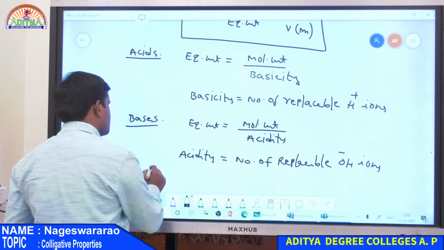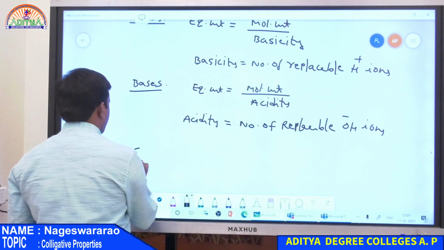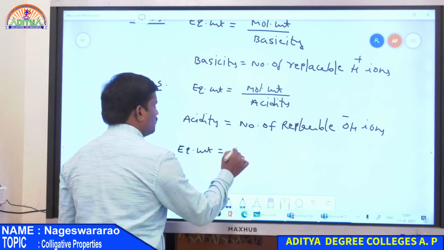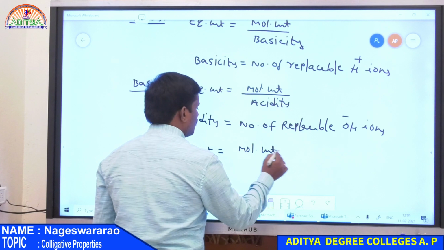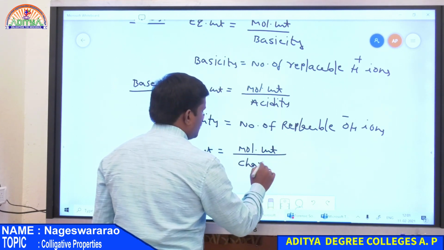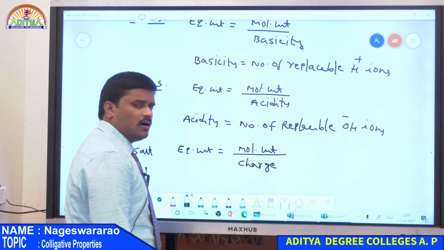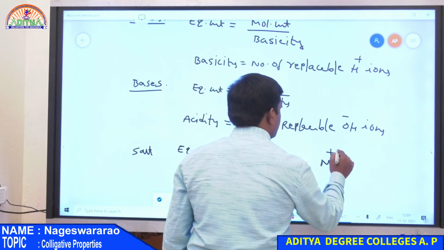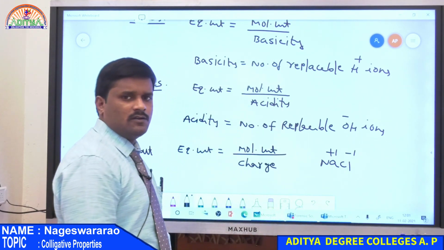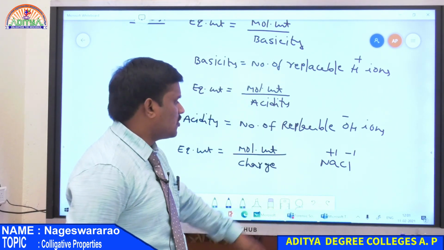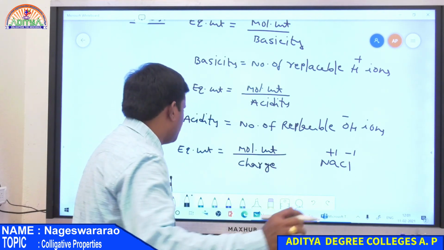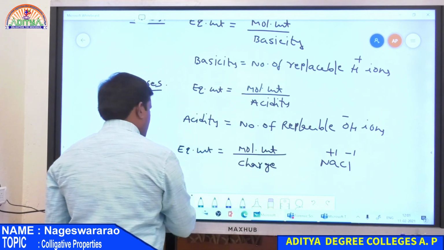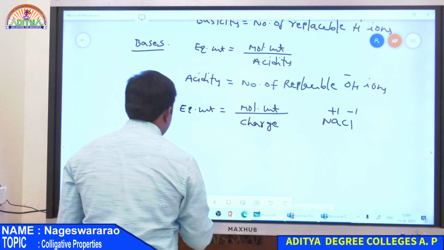Now the third case, if it is a salt, then what is the equivalent weight? Equivalent weight is equal to molecular weight divided by charge, the charge on the ion, either anion or cation. If it is NaCl, the charge is equal to 1. For the cation it is +1, for the anion it is -1. So the total charge is always equal to 1. Therefore for a given salt, equivalent weight is equal to molecular weight by charge of the ions.